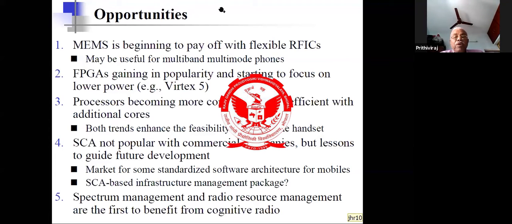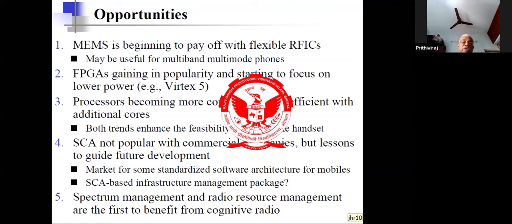On the other hand, the next point you look at is that SCA is not that popular with commercial companies, but it offers lessons to guide future development. That is where it is going to be very useful. And what comes out of this is a market for some standardized software architecture for mobile, and the SCA-based infrastructure management package.